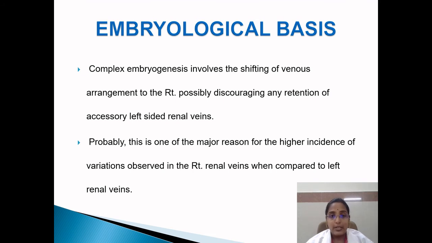Complex embryogenesis involving the shifting of the venous arrangement to the right probably discouraged any retention of the accessory left-sided renal veins. Probably this is one of the major reasons for the high incidence of variations observed in the right renal vein when compared to the left renal vein.